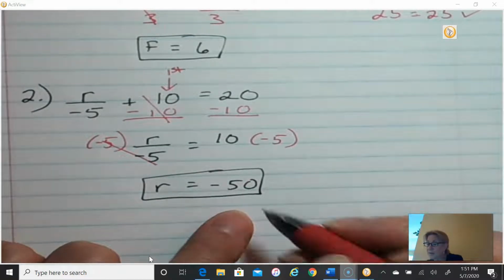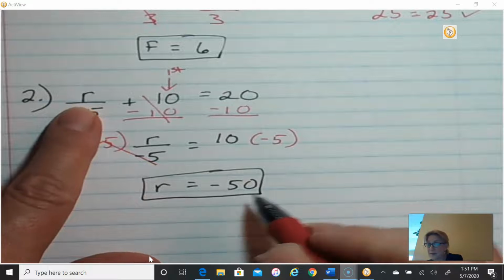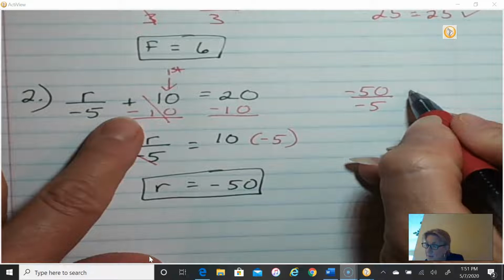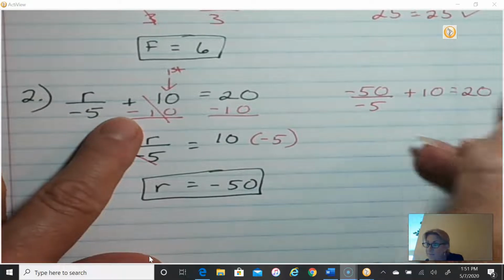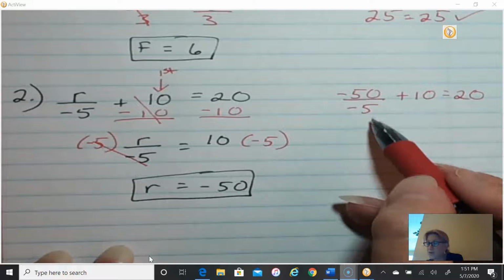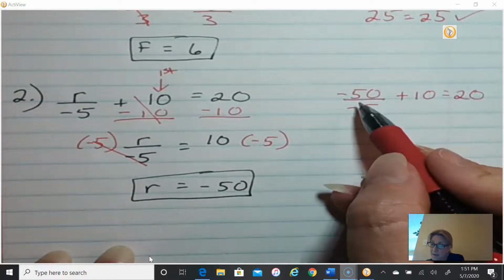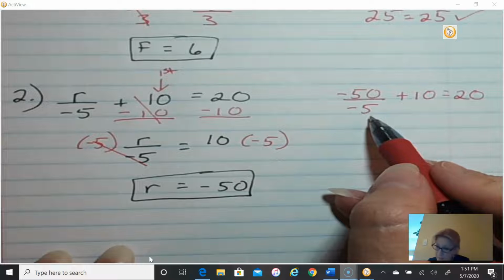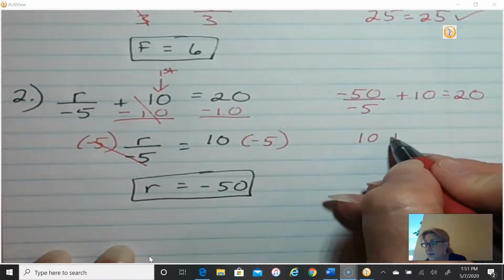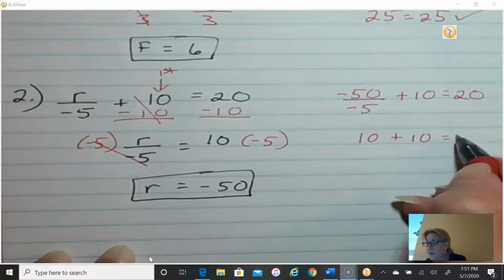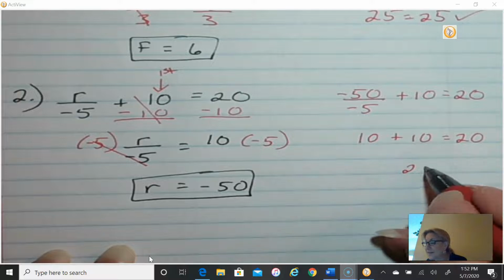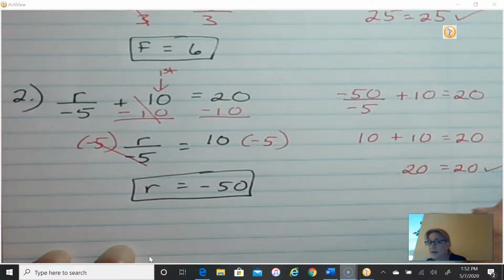Now we can go back and check by substituting that R with the -50. So -50 divided by -5 plus 10 equals 20. Okay? So by rules of order of operation, we're going to do this first. -50 divided by -5, that is positive 10, because a negative divided by a negative is positive. 10 plus 10 is 20. And they check.